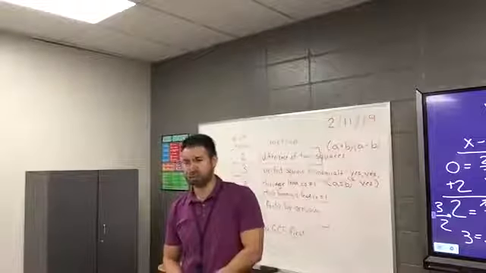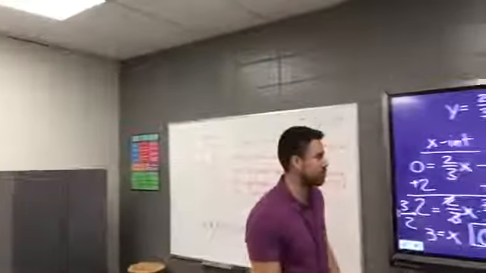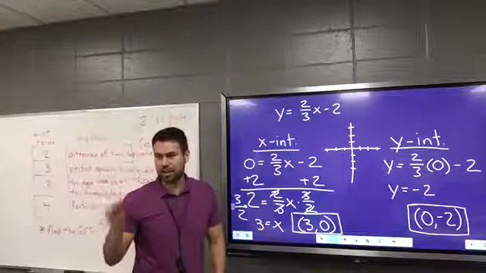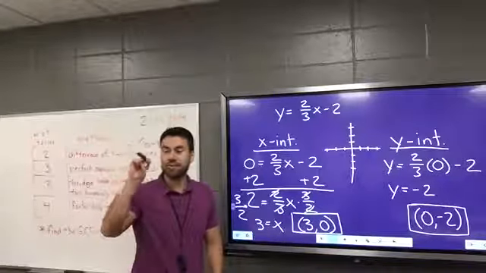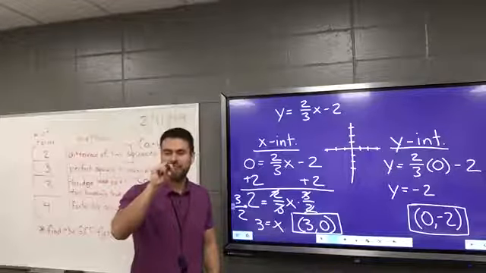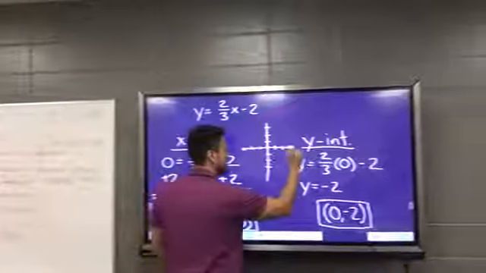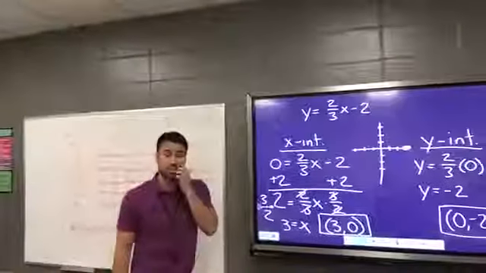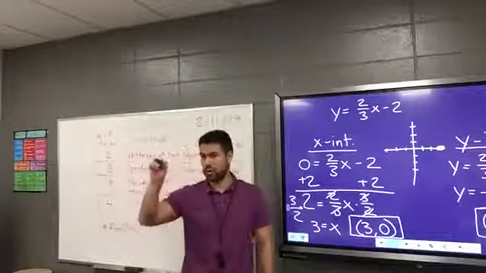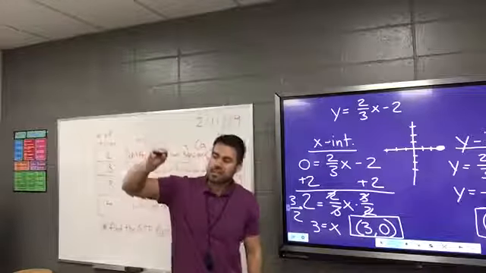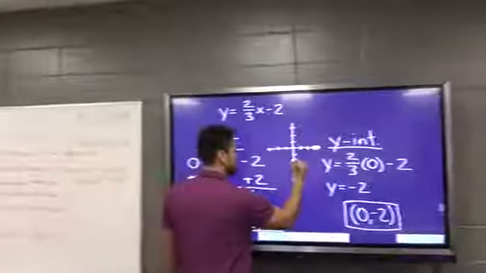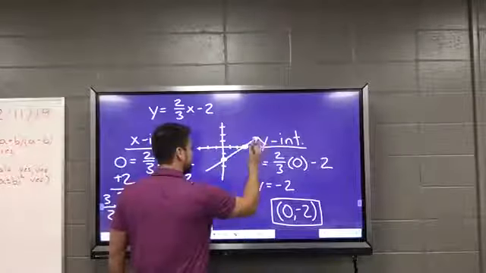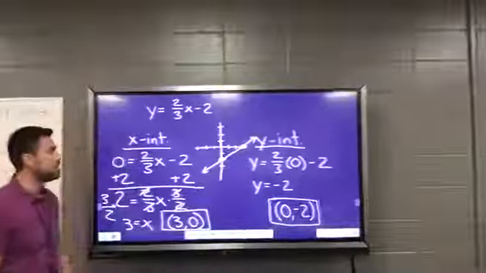Where would I put 3, 0? From the origin, I'd go 3 to the right and stay right there. I'll emphasize that point. And then how would I get 0, negative 2? Starting at the origin, I'd go down 2. That's all I have to do, is go down 2. What do I do with those 2 points? Connect them with a line.